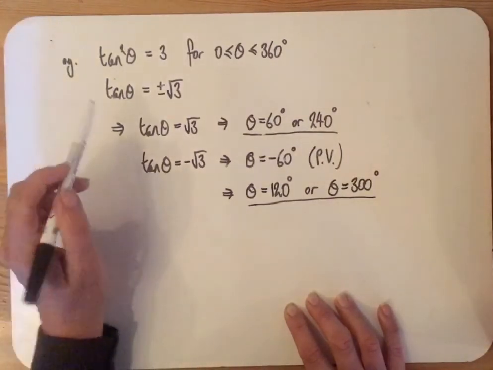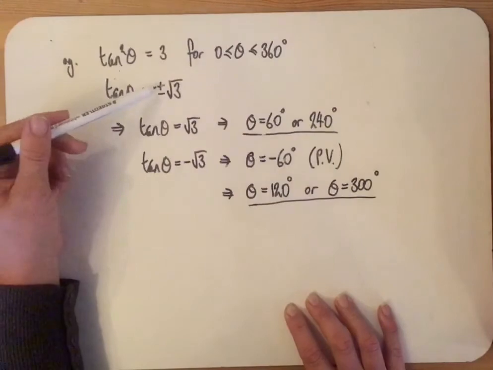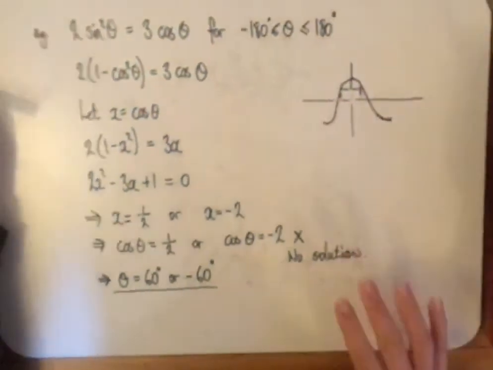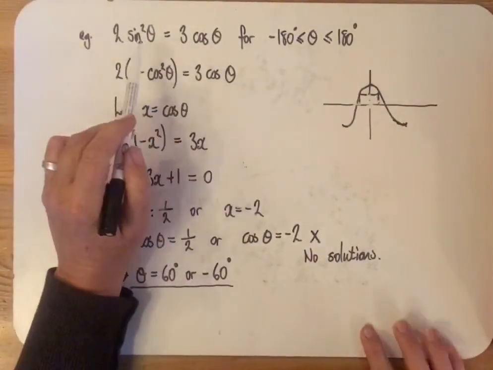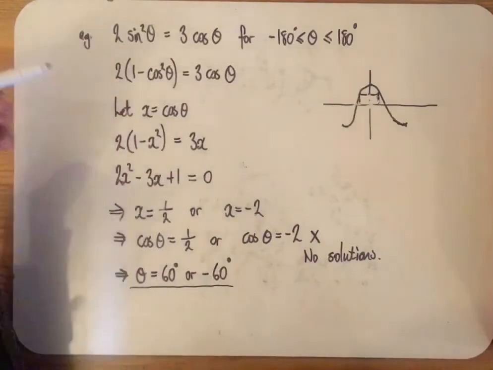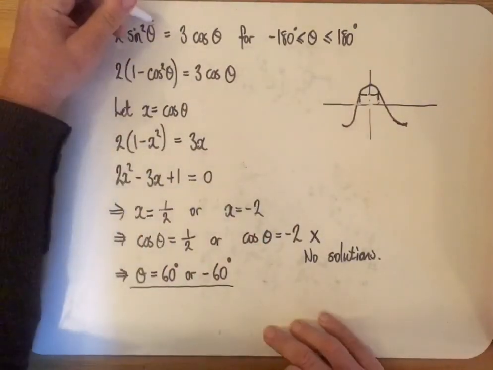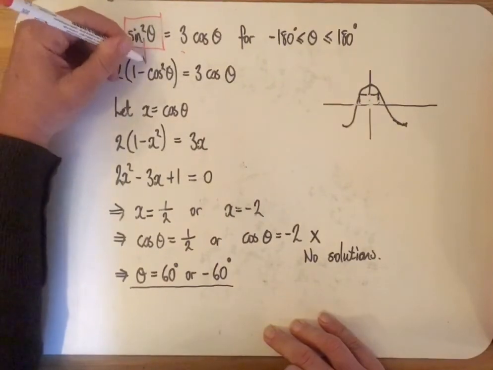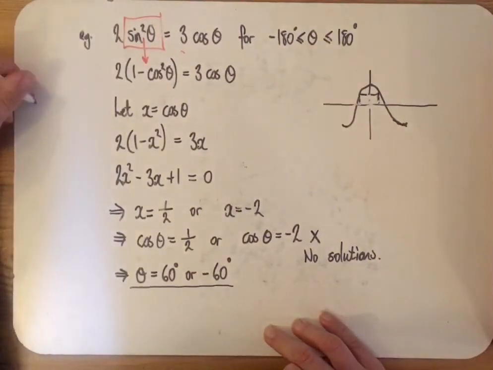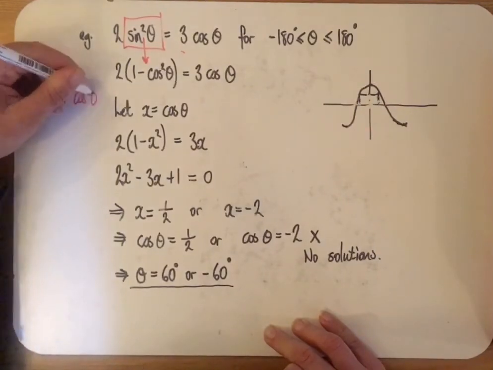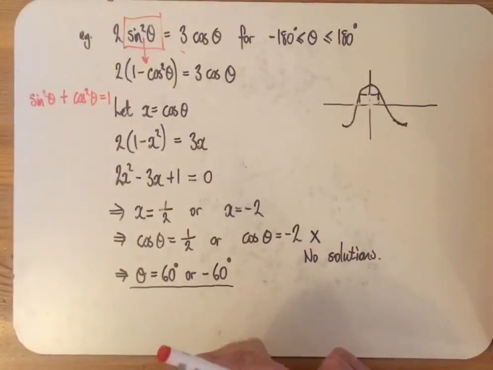Okay, so if it's just a trig function squared, you can square root both sides, don't forget your plus and minus. If you've got two trig functions, well, there'll be sine and cos, but one will be squared, one won't be, then you convert the one that's squared into the other trig function using the trig identity, sine squared plus cos squared is equal to 1. So sine squared is 1 minus cos squared theta.